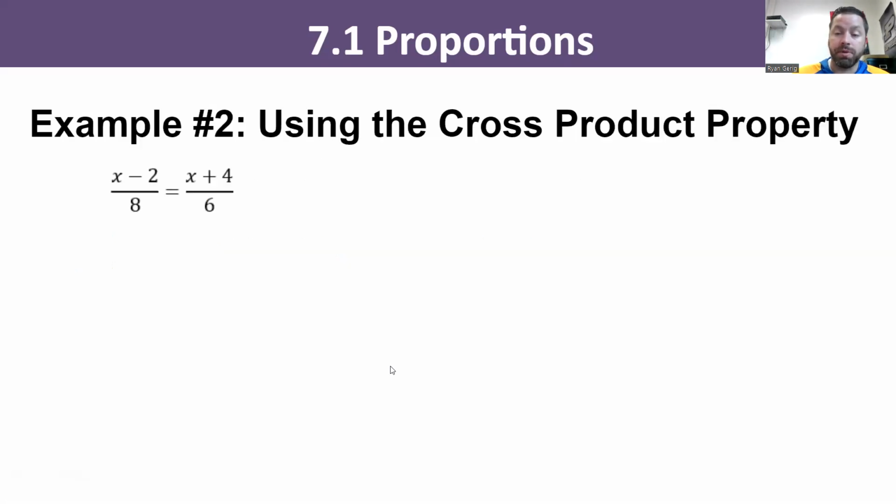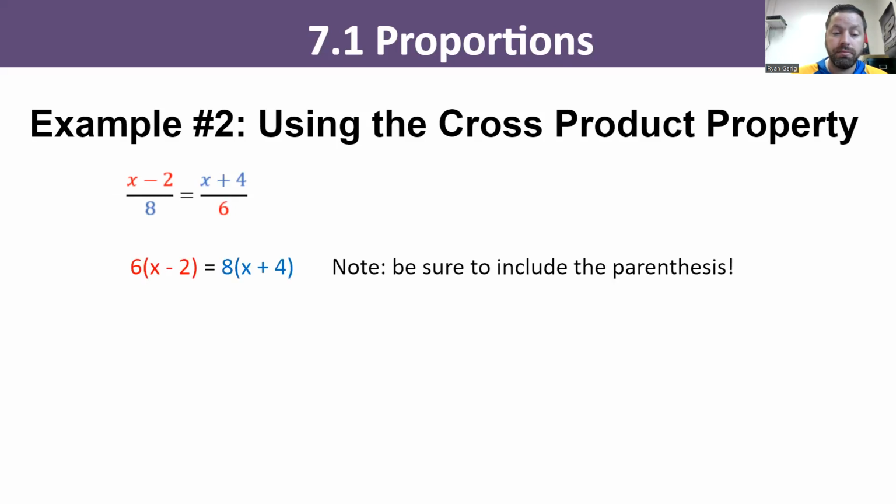So we're going to use the cross product property to solve this proportion. You can see it's a little more complex. Now, when you do the cross product, make sure you remember that the numerator is held together by parentheses. We don't write them down, but they're there. They're like invisible parentheses. So when we multiply, we're doing 6 times the whole quantity of X minus 2 and 8 times the whole quantity of X plus 4.